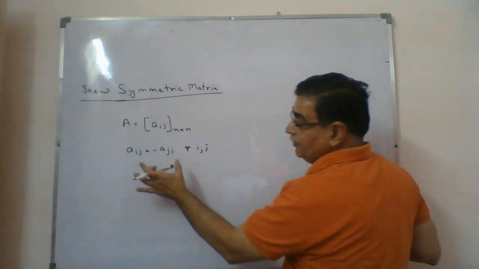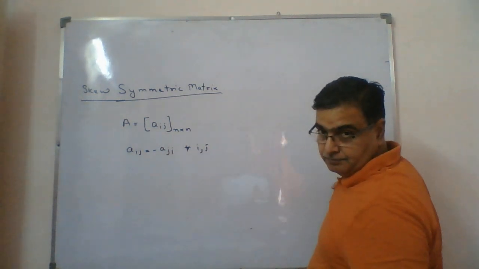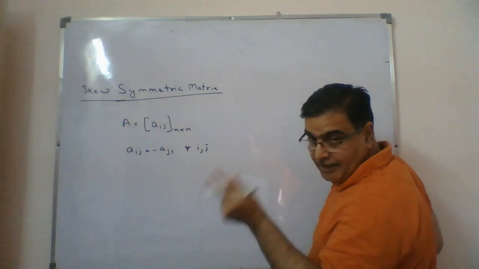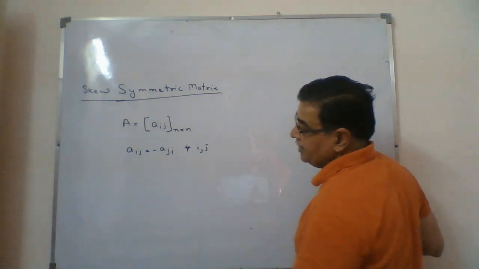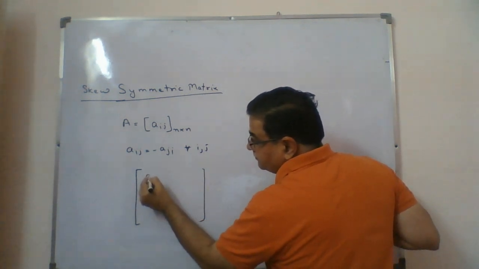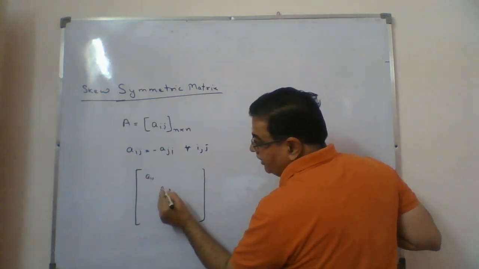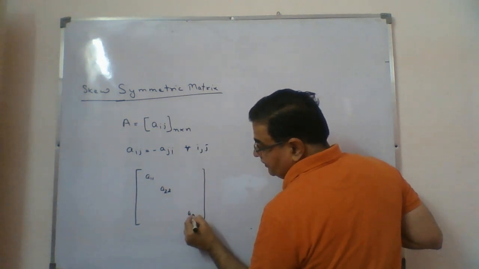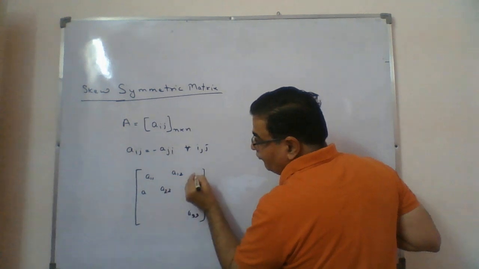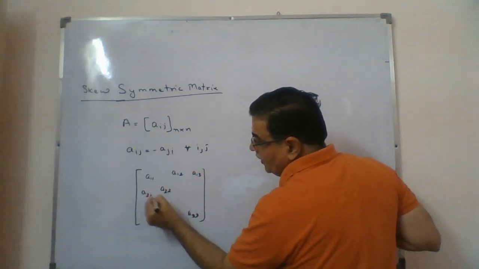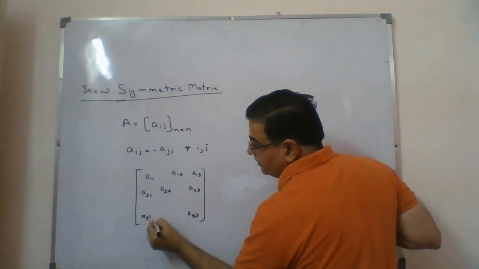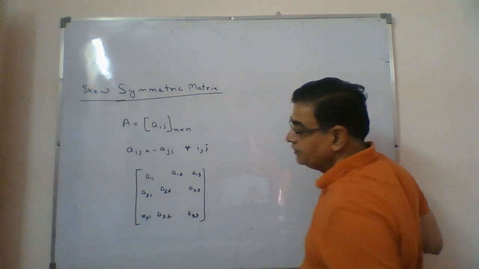That means there is a difference of a minus sign. In the symmetric matrix, I told you they are equal, but in this case, numerically they are equal, but the sign has to be changed. That means this time A11, A22, A33 are the diagonal elements. Here it will come A12, A13, A21, A23, A31, A32.